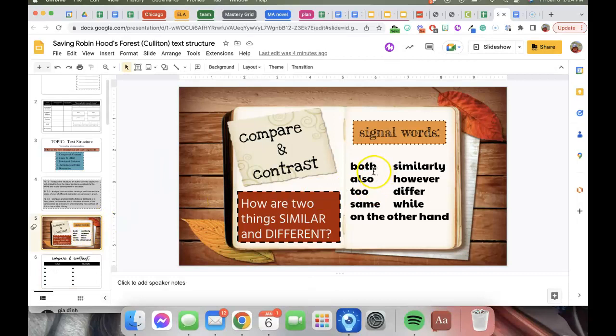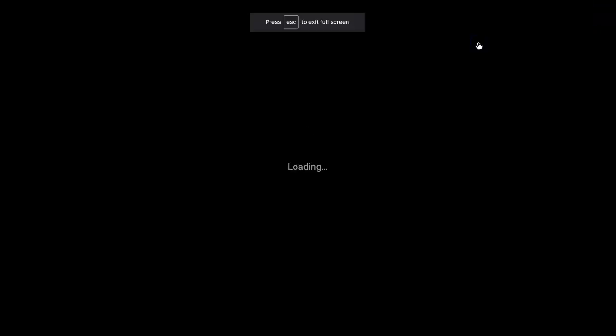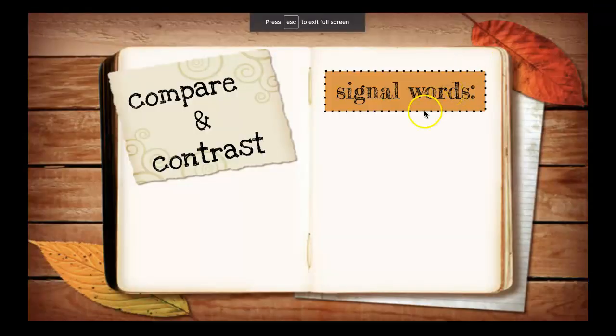We've talked about them in terms of transitions as writers, but when we look at it from a reading perspective, when we see words like both or also or to or similarly, then we are looking for that the author is comparing and contrasting 2 different things. And that's something we want to make sure we understand before we move on. So pause the screencast, take a second to jot down those signal words.